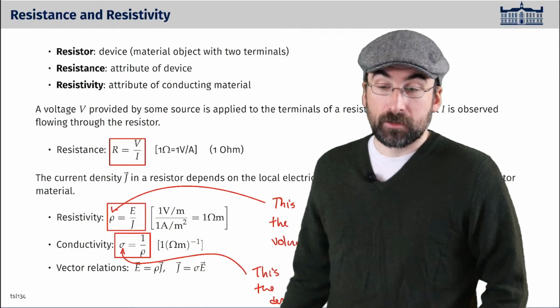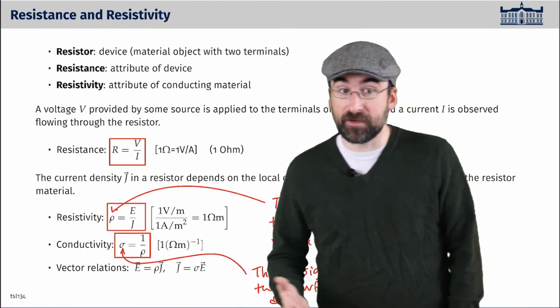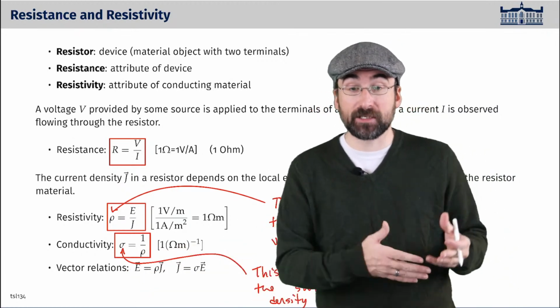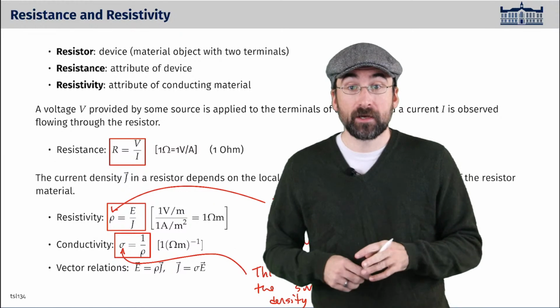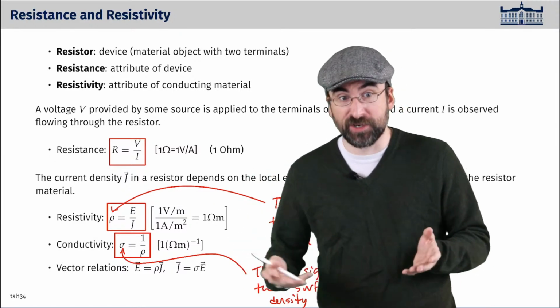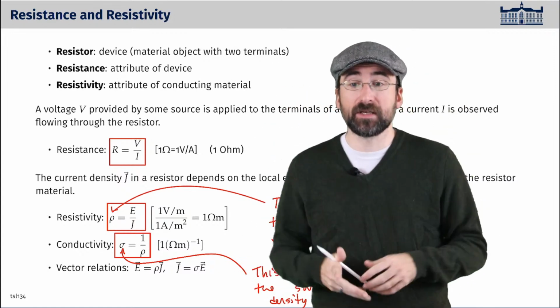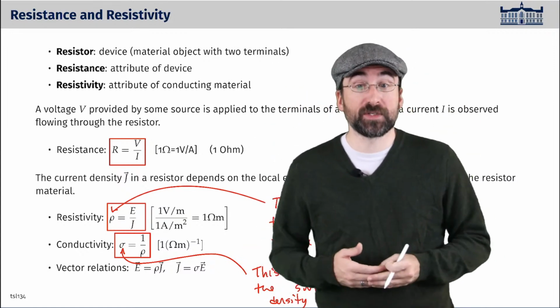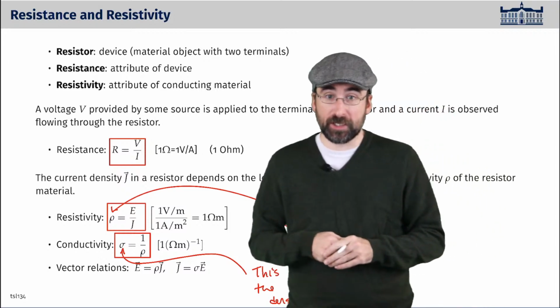So again, conductivity is a measure of how effective an electrical conductor a material is. So if something has a low conductivity, it does not conduct electricity well. If it has a high conductivity, it will conduct electricity well. This is in response to a question in the chat, by the way.